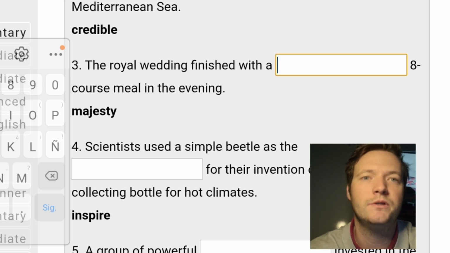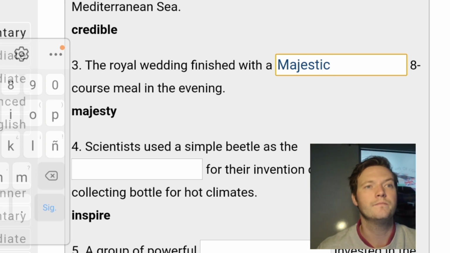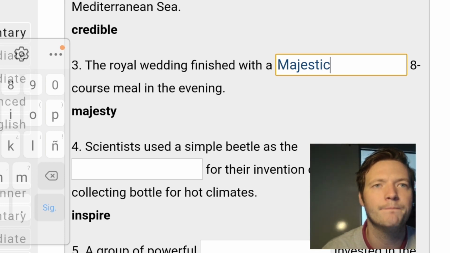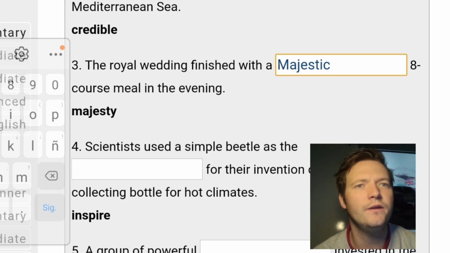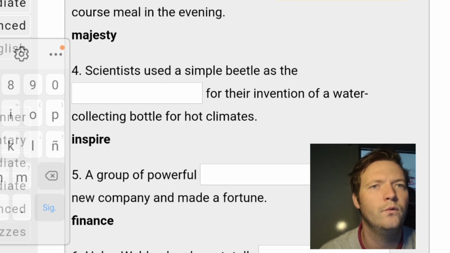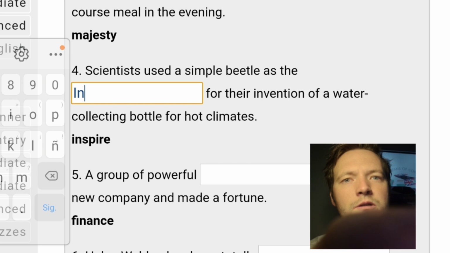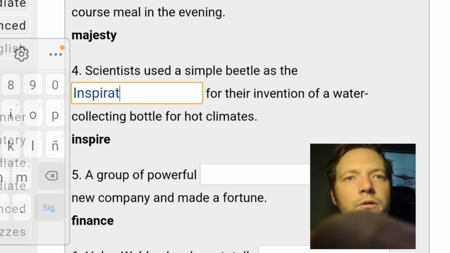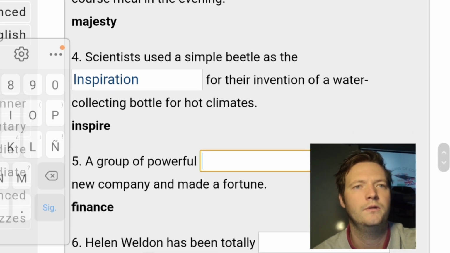The royal wedding finished with a majestic 8-course meal in the evening. Same word, we've seen it again. But it's good to know the ones that come up more than once because it means that they're more likely to come up in the real exam. The royal wedding finished with a majestic 8-course meal in the evening. Okay, scientists used a simple beetle as the inspiration for their invention of a water collecting bottle for hot climates. Yeah, absolutely. Let's go.